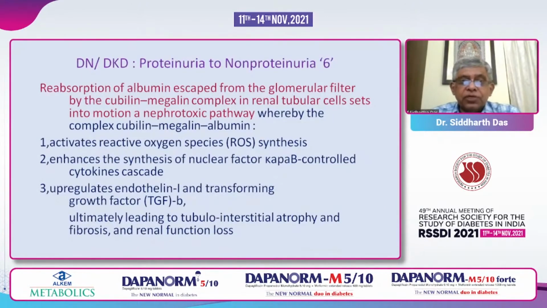Now, coming to reabsorption of albumin that has escaped from the glomerular filter: the tubulin-megalin complex in renal tubular cells sets into motion a nephrotoxic pathway whereby the tubulin-megalin albumin complex activates reactive oxygen species synthesis, enhances the synthesis of the nuclear factor kappa B controlled cytokine cascade, which is an inflammatory cascade, and upregulates endothelin 1 and transforming growth factor beta, TGF beta, ultimately leading to tubulointerstitial atrophy and fibrosis and renal function loss.